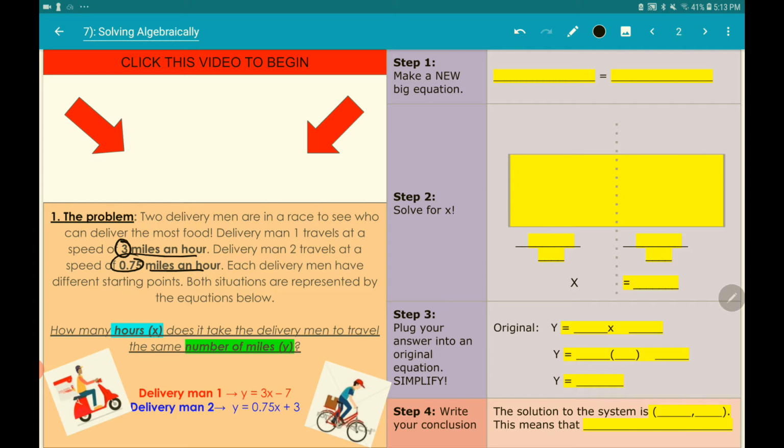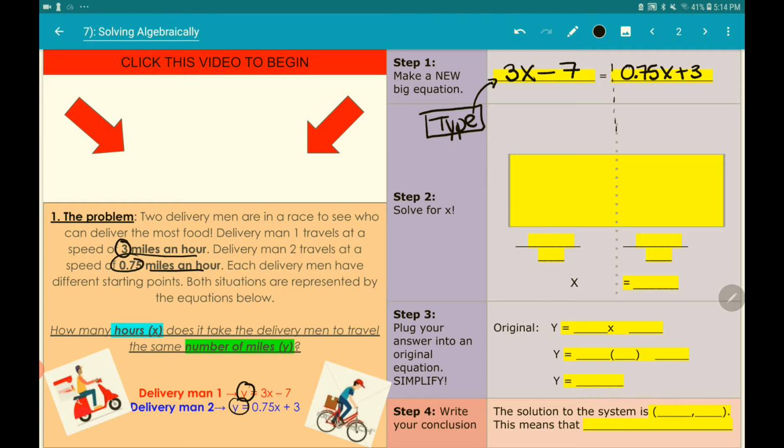So we are going to solve this algebraically. So step 1 is to make a new big equation. When they're both equal to Y, if we remember, we set them equal to each other. Remember, I am handwriting this in, but you are typing out these notes. So wherever you see yellow, you are typing. Okay, so now I have my big equation. I need to solve for X. How do we do that? We use our solving square.